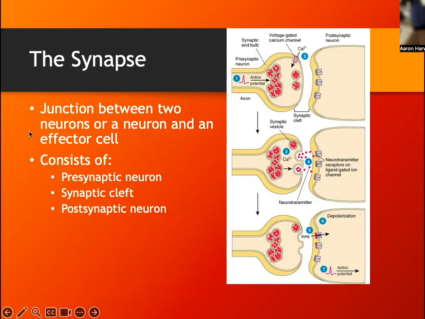So the synapse is basically the junction between two neurons, or between a neuron and its effector cell. So it could be between two neurons, or the space between a neuron and a muscle, or a neuron and some type of cell, whatever cell the neuron is innervated with. And there's basically three main parts. There's a presynaptic neuron, a synaptic cleft, and a postsynaptic neuron. So we'll go to the next photo and just kind of look at these real quick.